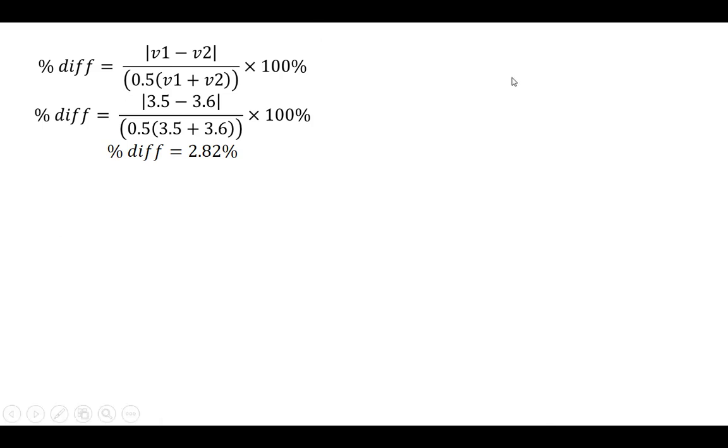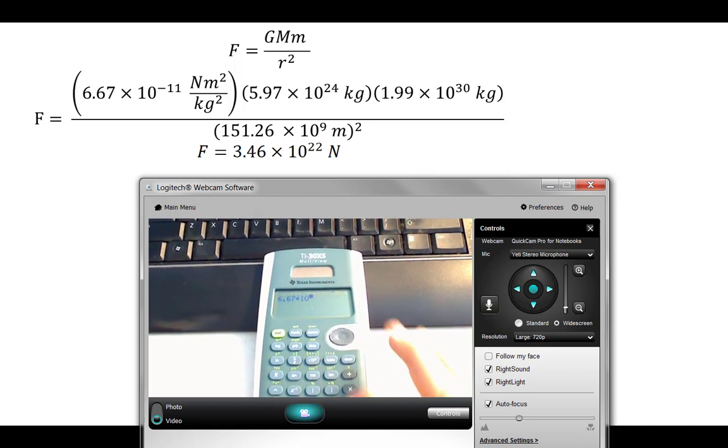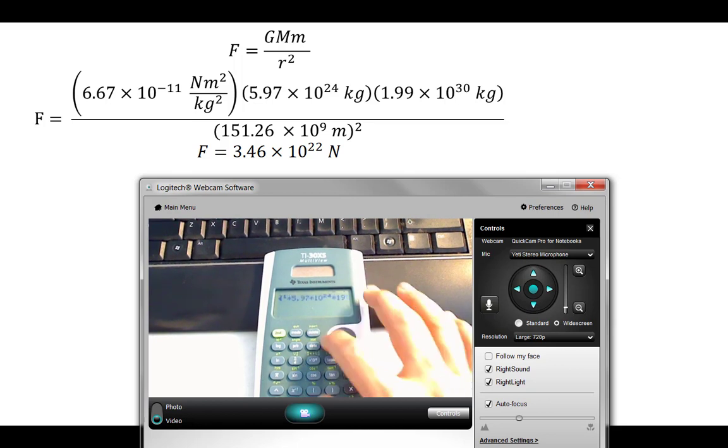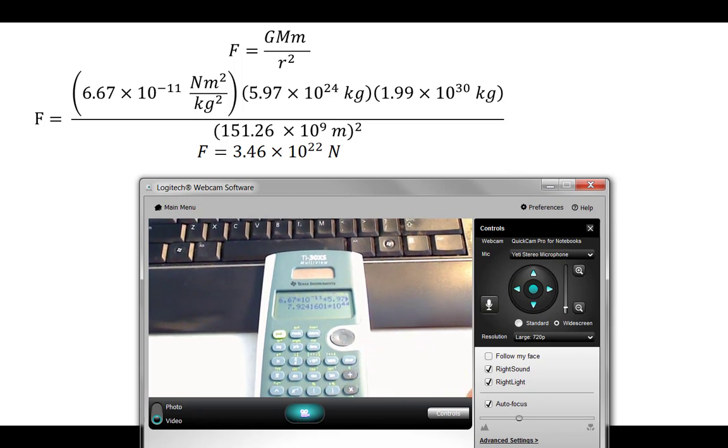And now I can switch back to this one. Let's see if we can get it incorrect. So 6.67 times 10 should be 11. Then I think you have to hit the arrow button to move it back down out of the numerator, or out of the exponent, sorry. So times 5.97... if done correctly, there's our 7.92 times 10 to the 44.